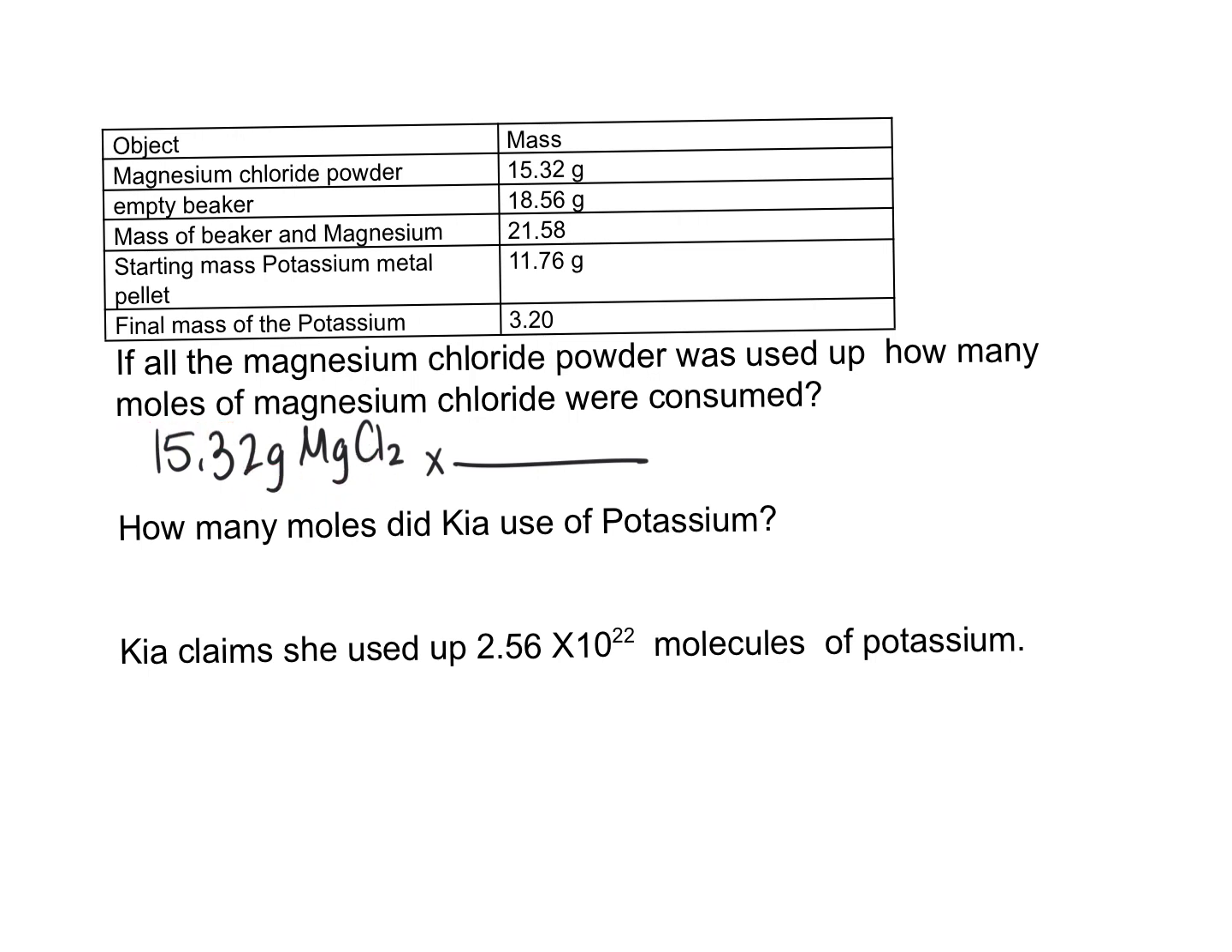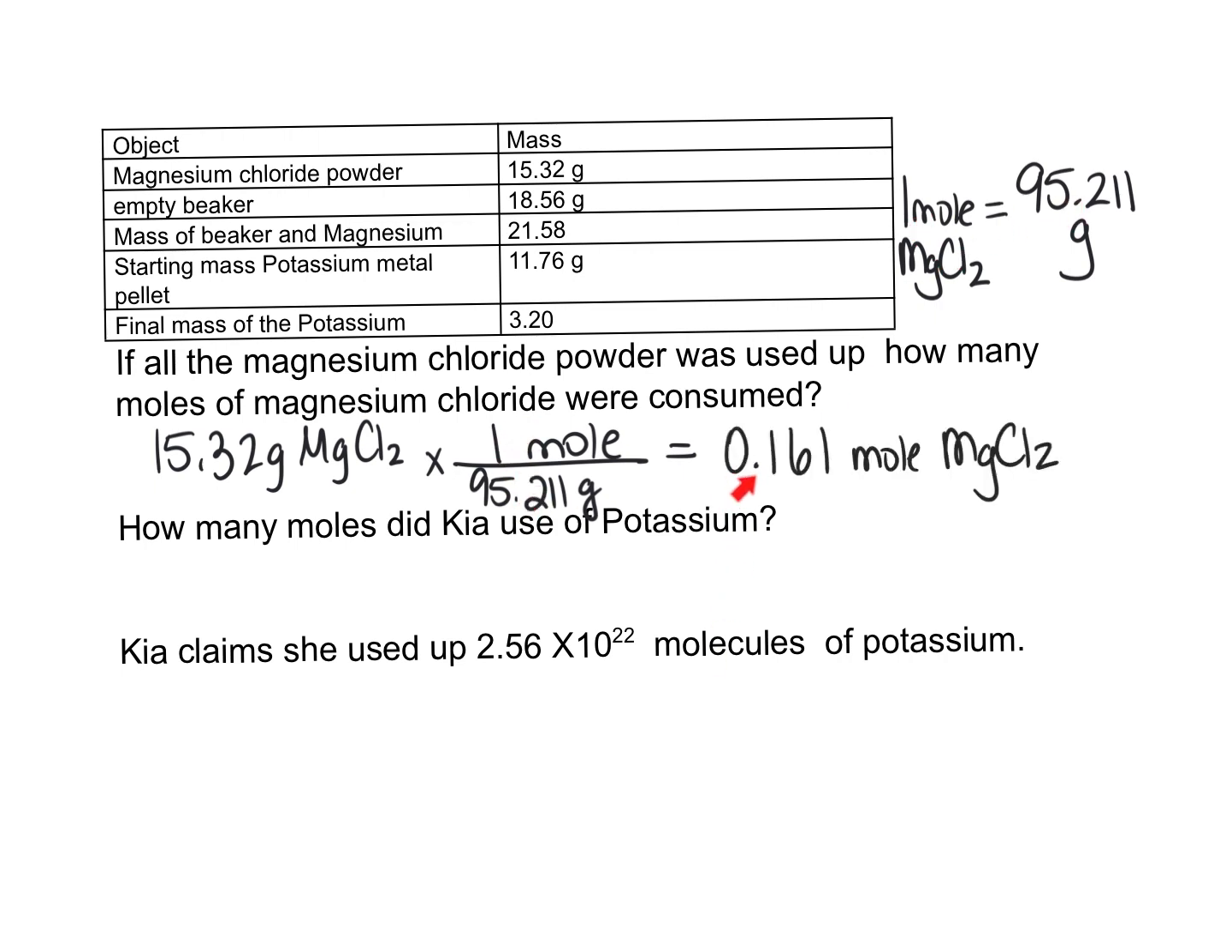So I know there's a relationship, 1 mole of any material is equal to its molar mass. So I'm going to use the periodic table and find the molar mass of magnesium chloride. So now I can use that relationship to solve my problem. And you should get 0.161 moles of magnesium chloride.